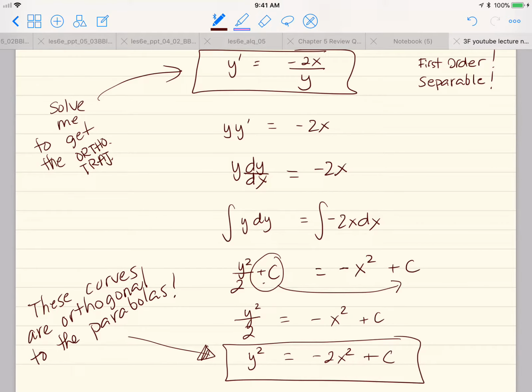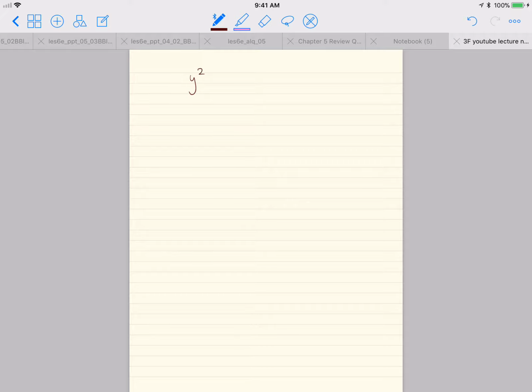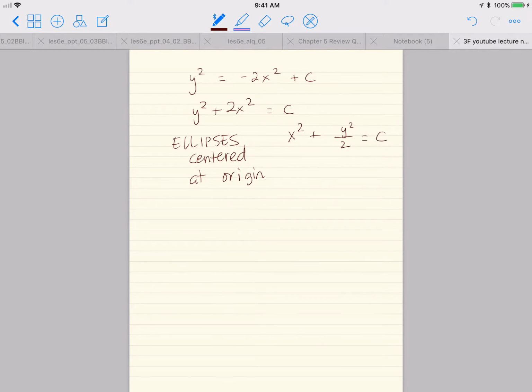Now, what are these curves? We can take a moment and look at that quickly. So we've got y squared equals negative 2x squared plus c. And we can rewrite this as y squared plus 2x squared equals c. These are going to be ellipses centered at the origin. Okay, so you can rewrite it as x squared plus y squared over 2 equals a constant, right? So it's going to be an ellipse.